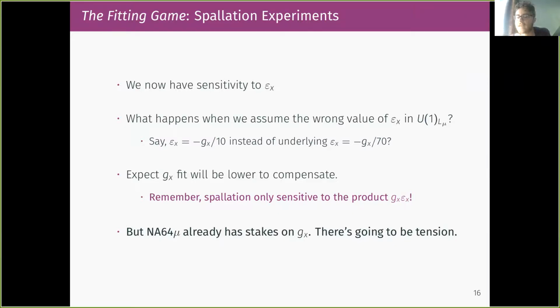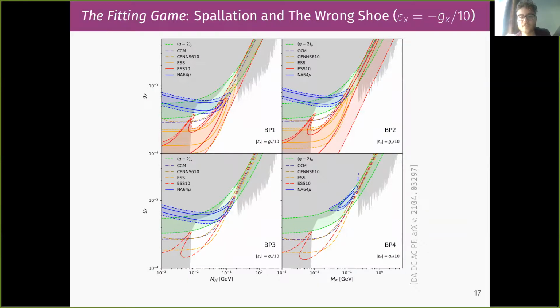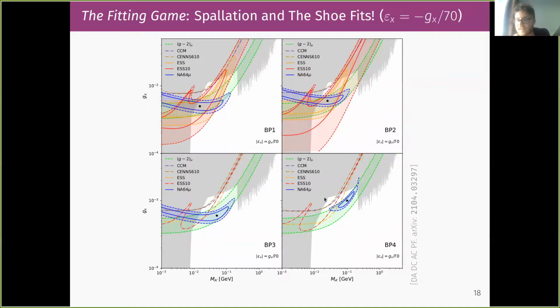But we know that Na64 mu already has stakes on that coupling. So we know that there's going to be some tension. And if we give it the wrong kinetic mixing, we do indeed see this tension. So here we have the Na64 mu regions, the blue regions, and we also have this sort of more warmer tones, which is where oscillation experiments would fit. And we can see a definite tension here, with these here being upper bounds. You can see that with these upper bounds, it entirely excludes the region that Na64 mu had. So if we instead give it the right kinetic mixing, we see that this tension disappears.